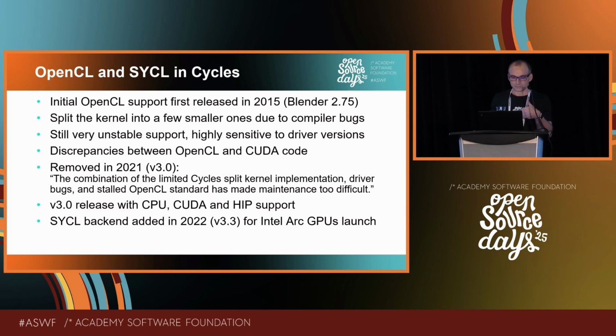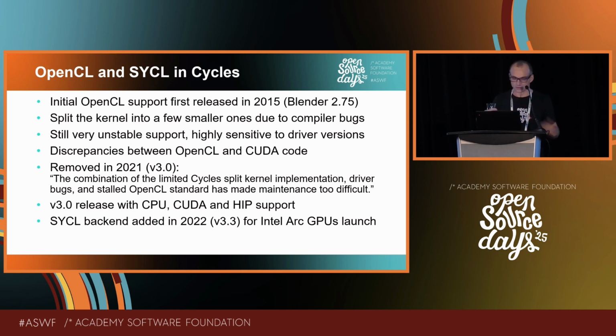And around that time, initially it had an OpenCL version that was provided in Blender versions, but even then it already had to be broken down into smaller kernels because the OpenCL compilers at the time could not actually deal with this massive code base. And even when it was broken down, it was still very fragile. Introducing new features could suddenly trip the compilers, and things would not work anymore. They would work on one platform, not on the other, and it was highly sensitive to driver versions. And a discrepancy started between the OpenCL and the CUDA code. They became too separate, and it was not a good thing to maintain anymore.